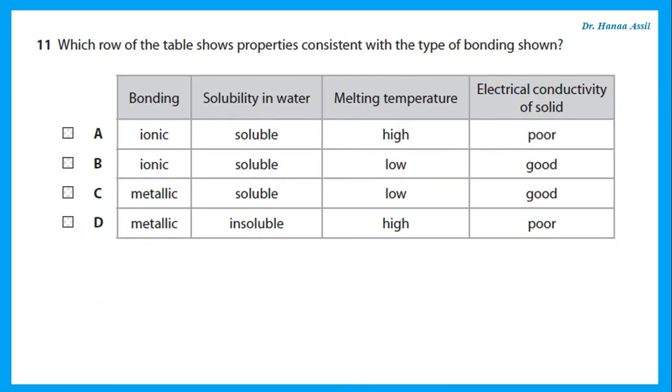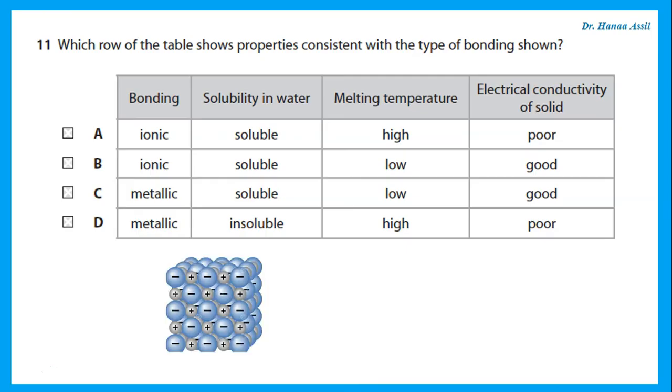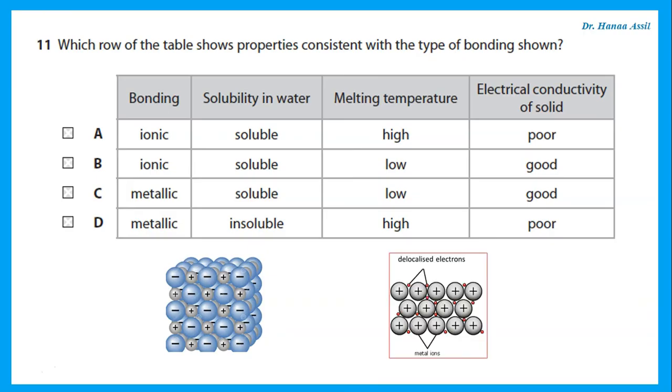Which row of the table shows properties consistent with the type of bonding? Okay, so if we're looking at ionic bond, are ionic compounds soluble in water? Yes. Melting temperatures, we said they are high. Electrical conductivity of a solid, ionic compounds do not conduct electricity as a solid, so actually A is correct.